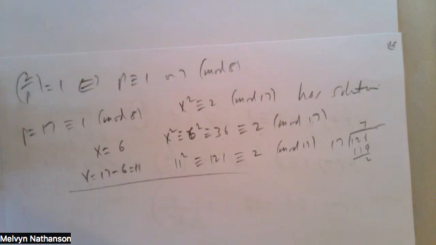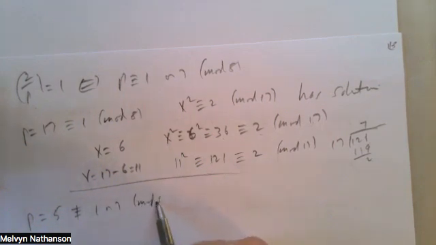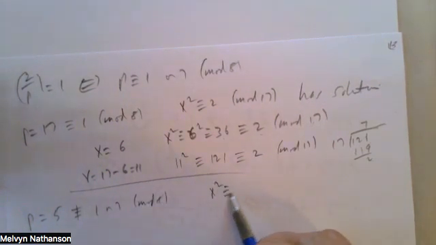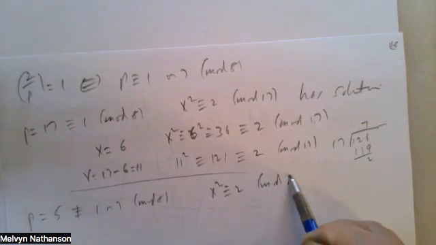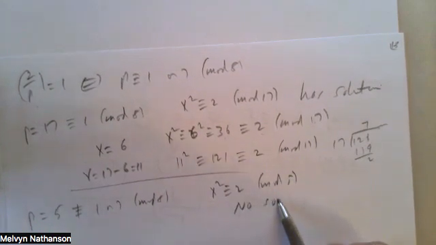What's a prime that's not congruent to 1 or 7 mod 8? Well, p equal to 5. 5 is not congruent to 1 or 7 mod 8, and x squared congruent to 2 mod 5 has no solution.